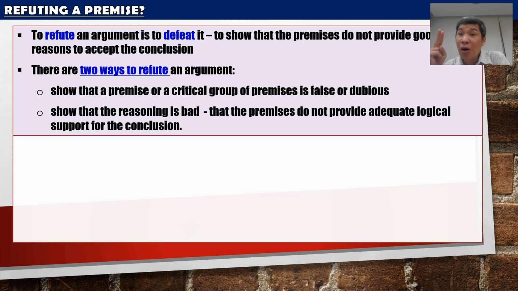Or number 2, the whole reasoning is bad. It doesn't provide adequate logical support to the conclusion. Maybe it's just something like an inductive argument. It's just a possibility. You just prove that there are different possibilities, and the conclusion is not the only one, it's just one of the possibilities. That's the way for you to refute the argument.